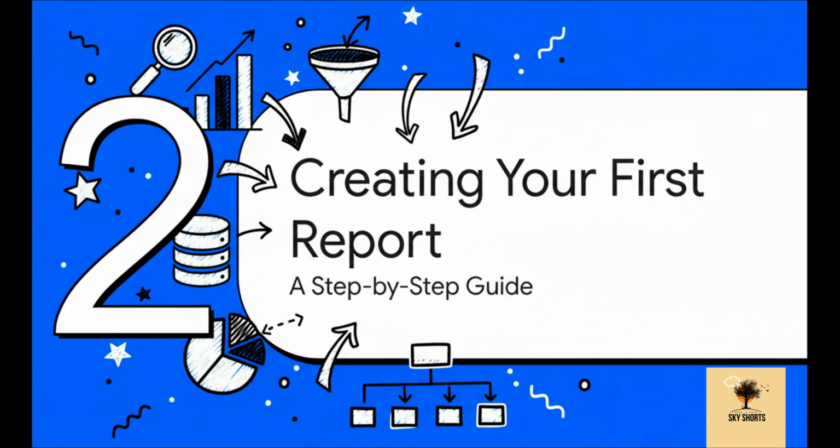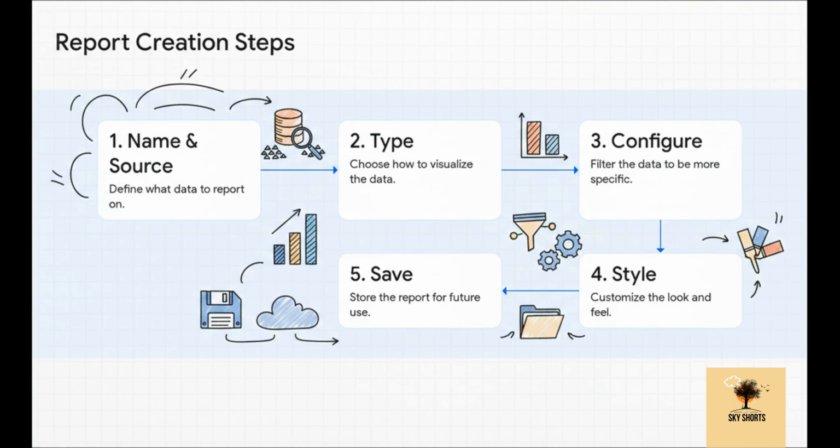All right, it's time to get our hands dirty. We're going to walk through creating your very first report. And you're going to see it's surprisingly easy once you know the basic steps. The entire process really just boils down to these 5 steps. You define your data source, you choose a visualization type, you configure your filters, you style the output, and then of course, you save your work.